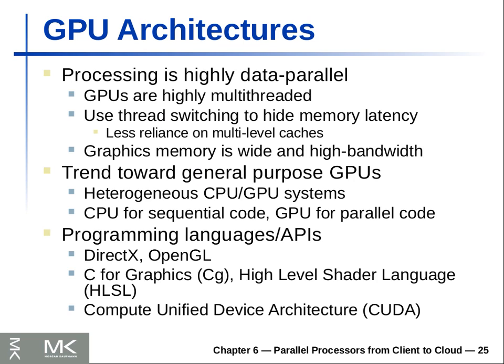So processing is highly data parallel, GPUs are highly multi-threaded, with a lot of thread switching and plenty of memory. This is a heterogeneous system. What that means is the architecture of your CPU is not going to be the same as your GPU. CPU is very good for sequential code, GPU is good for parallel code. GPU actually can't execute a lot of serial code. It can't run an operating system because it doesn't have exceptions, although there might be some new GPUs that have implemented them. Programming languages, your GPU can do DirectX, OpenGL. Hopefully that makes sense. You're familiar with that.